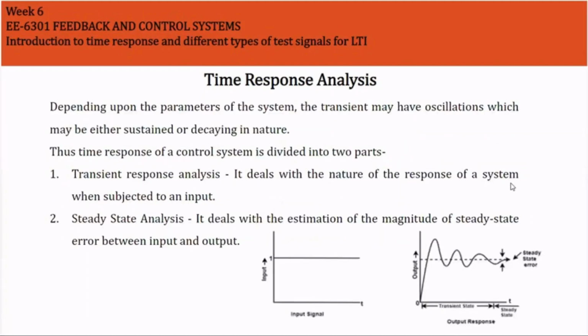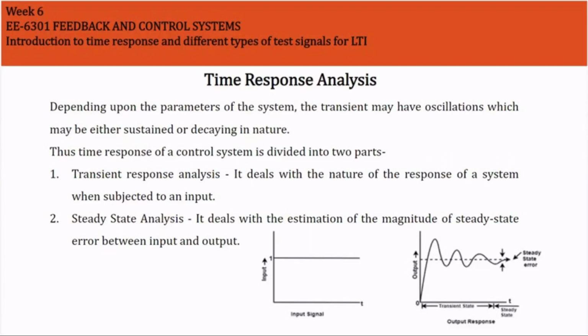So here we have the time response analysis. Depending upon the parameters of the system, the transient may have oscillations which may be either sustained or decaying in nature. So there are only two possibilities. We all know that when the graph is exponential, it is continuous, right? Exponentially decaying or exponentially growing. When we say decaying, it goes downward instead of upward.